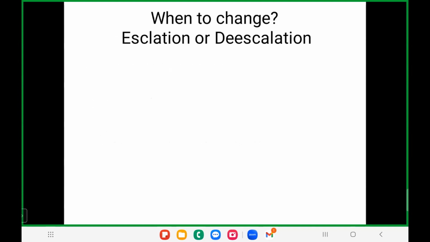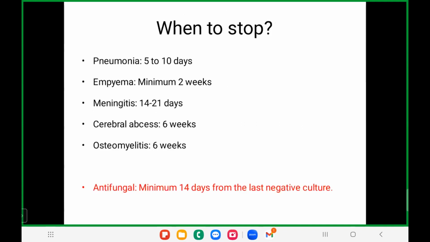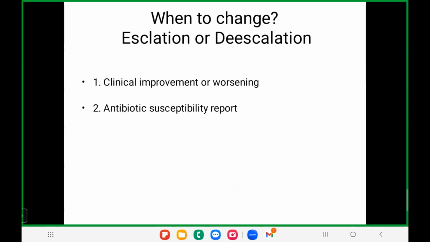So when to decide about escalation or de-escalation of the antibiotic? It is based on your clinical improvement or worsening. You send the culture, you identify the bug, and you get a susceptibility report. So based on these two things, we need to decide on the escalation or de-escalation.